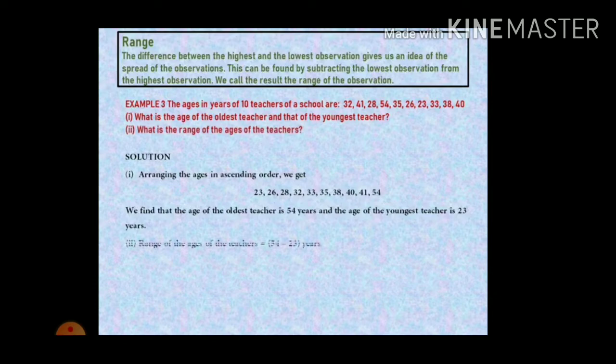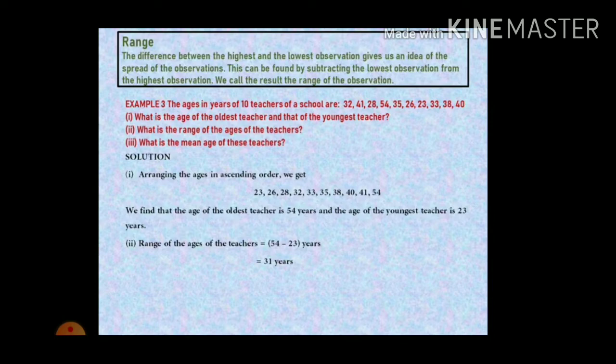The next thing that you have to find is the range of ages of the teachers. So the range of the ages will be 54 minus 23. So we can say that the range is 31 years. Now the next question says, what is the mean age of the teachers?